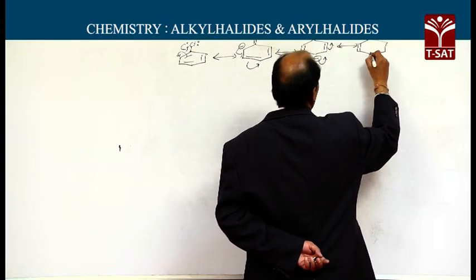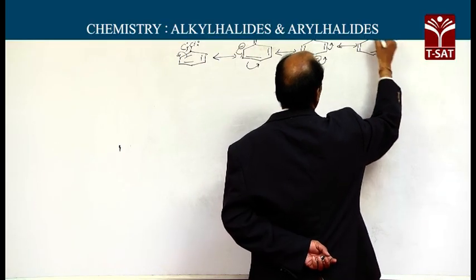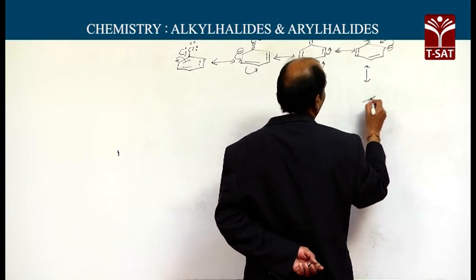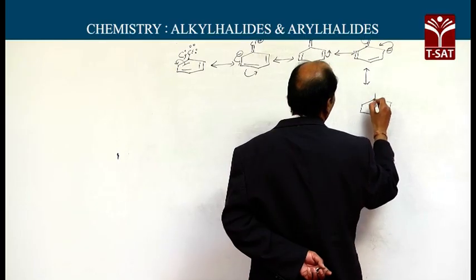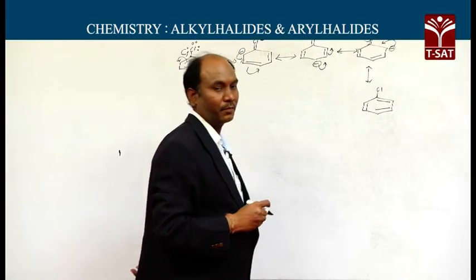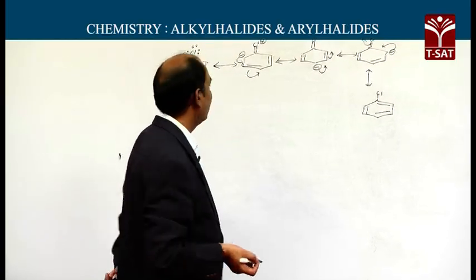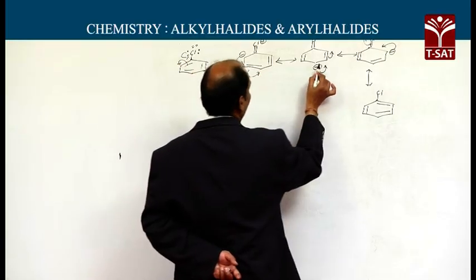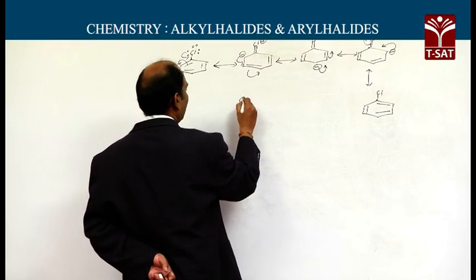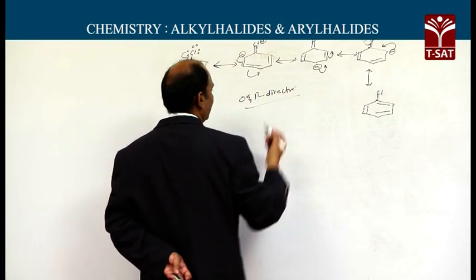This is a double bond, here it is a negative charge, this is a double bond, Cl plus. Again the negative charge is migrated, the pi electrons are migrated towards chlorine. Here we get Cl with a double bond, this is chlorobenzene. If you observe this resonating structure, the negative charge is present at ortho, para, ortho, that means it is an ortho para director.